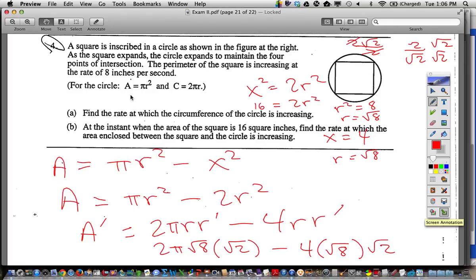This is 8 pi minus, and then radical 8 times radical 2 is radical 16, which is 4. 4 times 4 is 16. So the whole thing came out 8 pi minus 16.